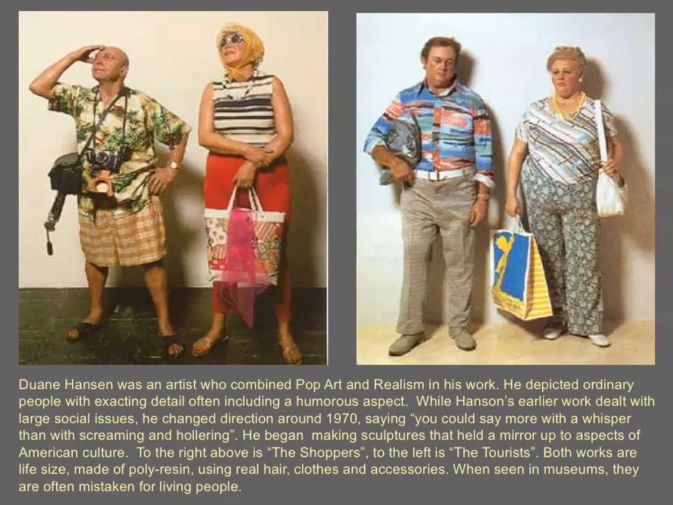So he started making sculptures like this. These are sculptures that held a mirror up to aspects of American culture. We have the shoppers on the right and the tourists on the left. They kind of speak for themselves. They're both life-sized, made of polyester resin using real hair, clothes, and accessories. And when they are displayed in museums, they are often mistaken for living people. Now, ultimately, Dwayne Hansen died probably as a result of using all of the chemicals that he used in his life.